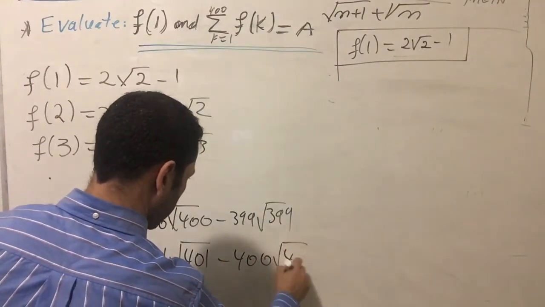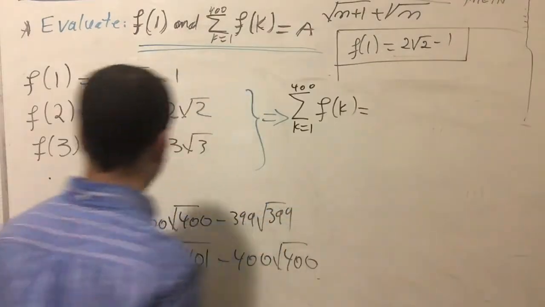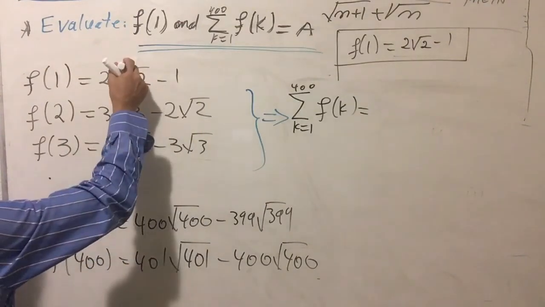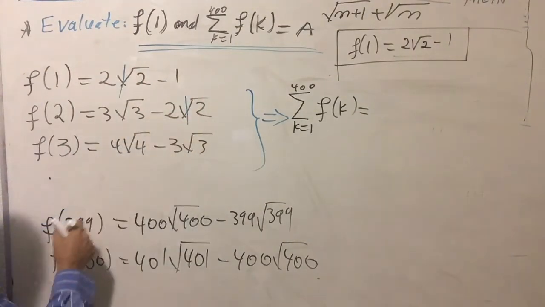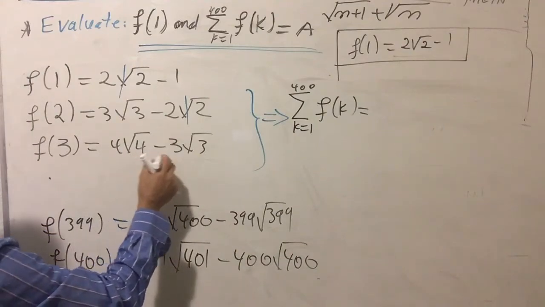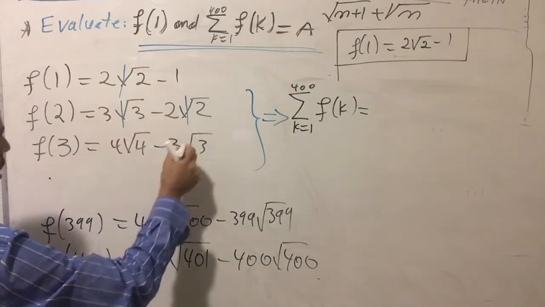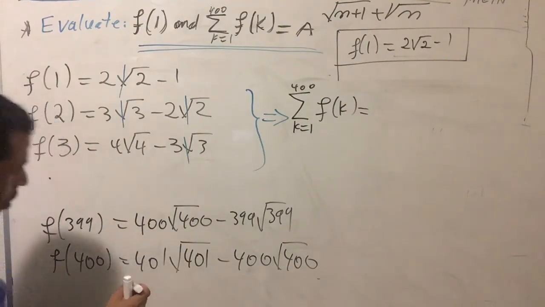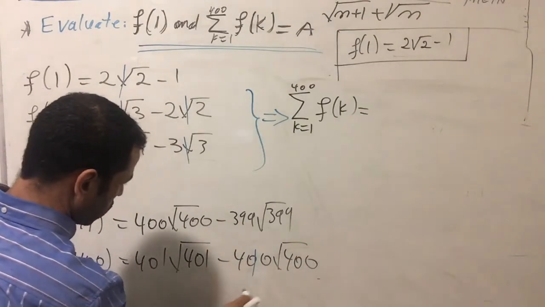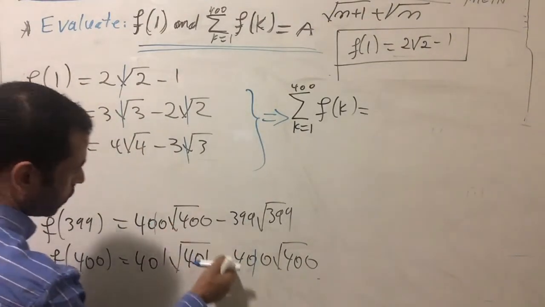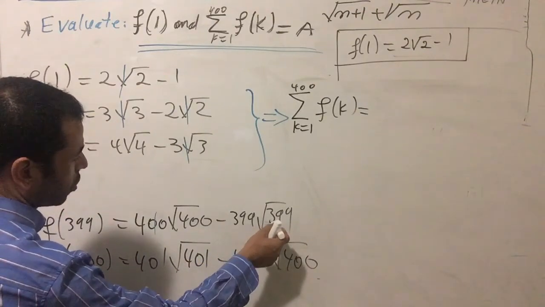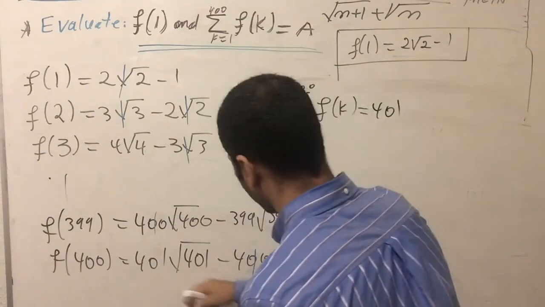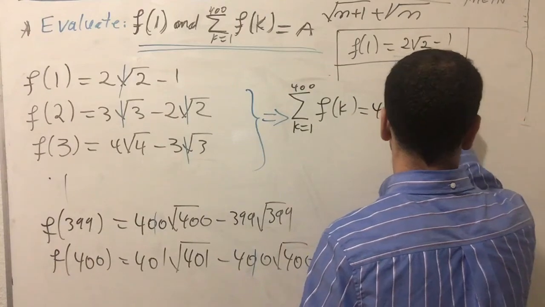square root of 400. If I make the sum of these terms, as you see here, the first term will be cancelled with the following term. The second term will be cancelled out with the following term until you go to the last term. The last term will be cancelled out with 400 square root of 400. 399 square root of 399 will be cancelled out with the number before this one. So what's left? 401 square root of 401 minus 1.